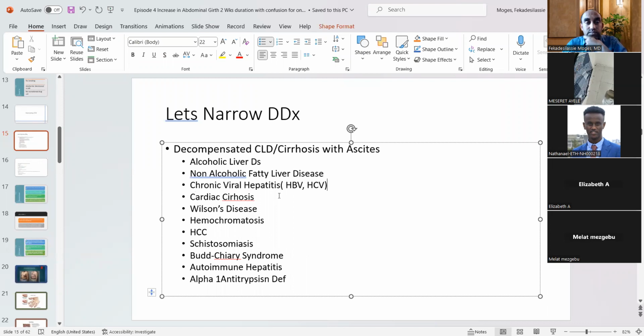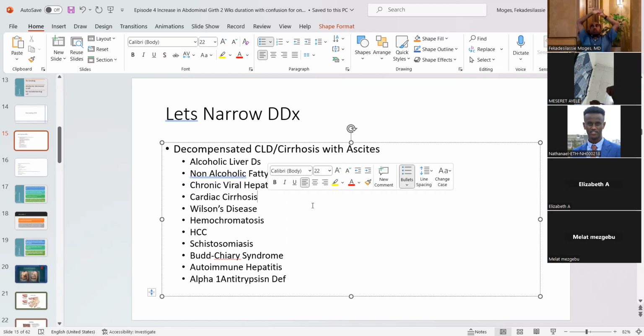Cardiac cirrhosis. Remove. Why do you want to remove cardiac cirrhosis? He doesn't have any signs of cardiac symptoms. No, he has shortness of breath. He has heart failure. No, he has ascites. He has lower extremity edema. He has shortness of breath. All can be explained by congestive heart failure, right? Oh, yes. So we still have to keep that one.